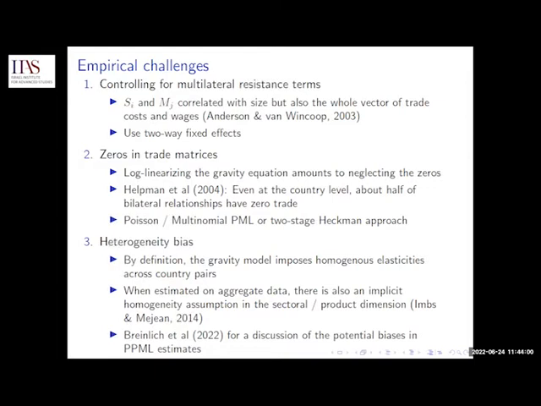I'm not sure I'm going to come back on this later on, but you need to keep in mind that whatever is annoying in estimating the gravity equation from aggregate data becomes even worse when you start digging into more disaggregated data.